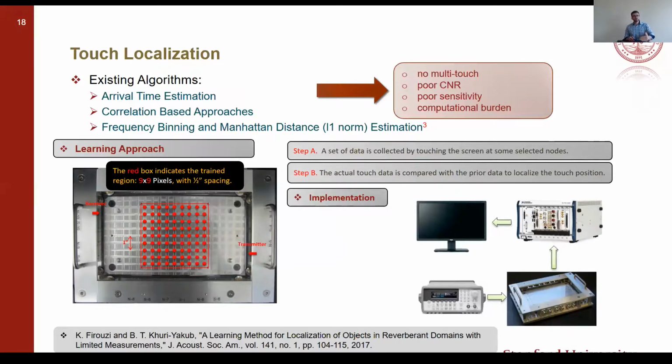And the way you do the training, I would like to emphasize, is that you use an artificial finger, or a phantom, as we call it, and then you go over the screen using a single touch and record training points. In the next step, you come back, you touch it with multi-touch, and you say where the touches are.